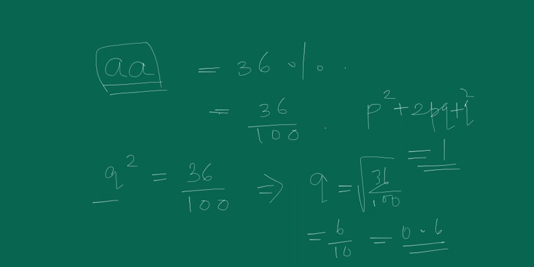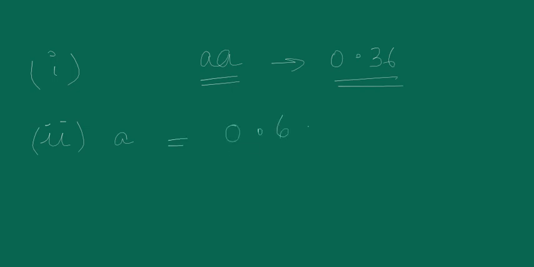This q is actually representing the frequency of the recessive allele. So the frequency of the recessive allele is 0.6. Do you understand or not? Yes, okay, fine. Let us move on to the next one. The frequency of the small a allele is this q, and you will be getting 0.6. That is the answer for the second one.